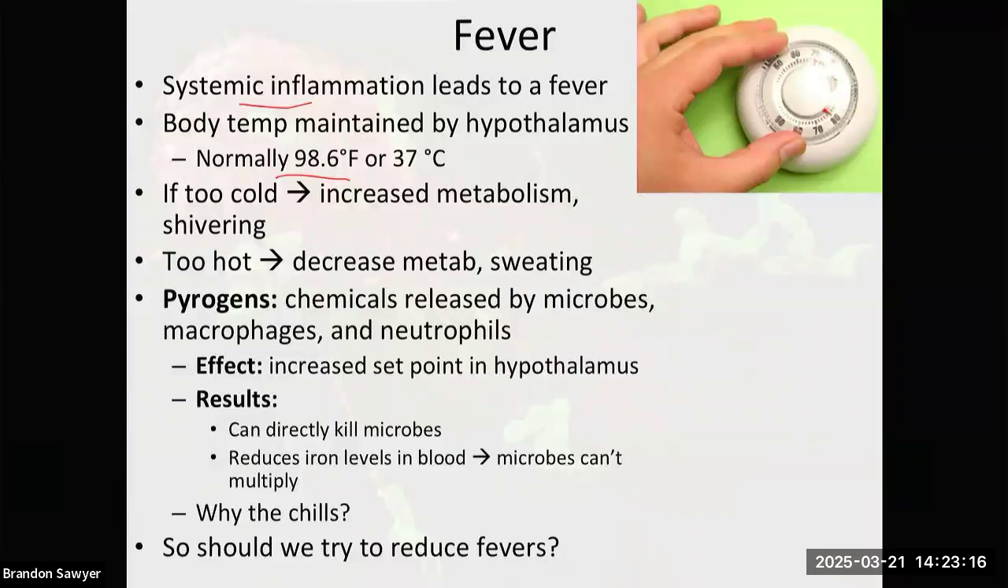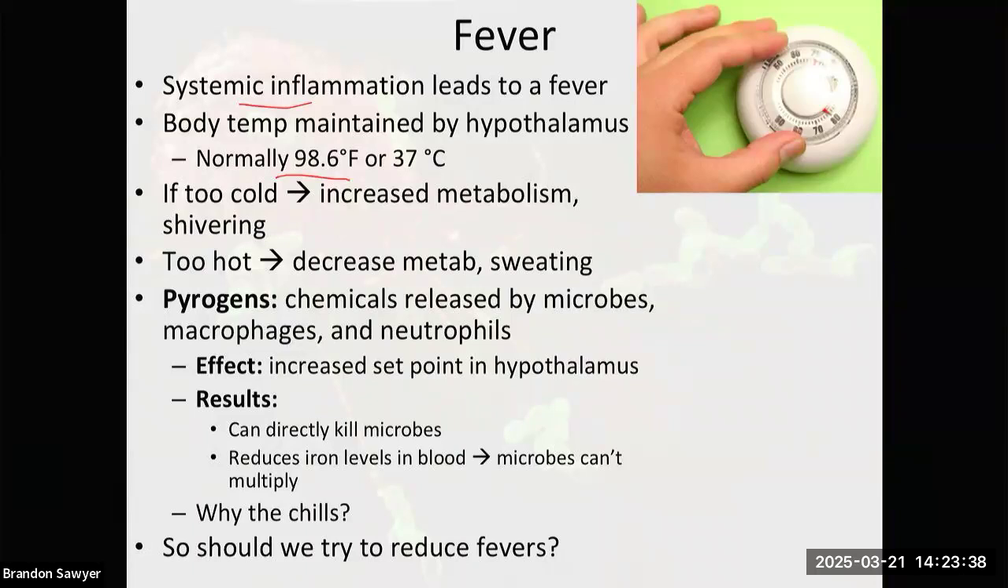But the bottom line is our bodies are set at some set point temperature, just like a thermostat, right? If we get below that, we do things to warm ourselves back up. If we get above that, we do things to cool ourselves down. The way we warm ourselves up is by increasing our metabolism in our cells or by shivering. The way we cool ourselves down is decreased metabolism or sweating.